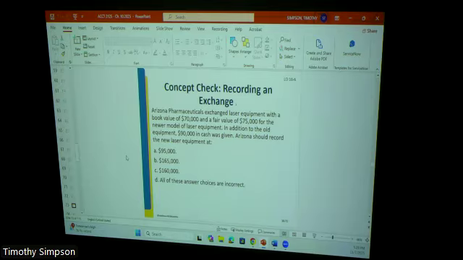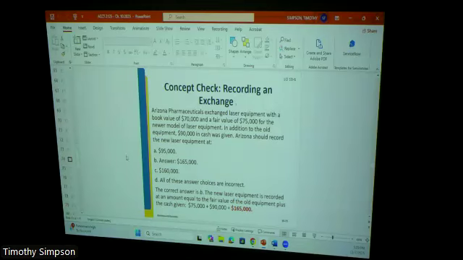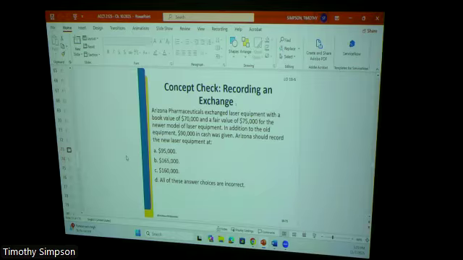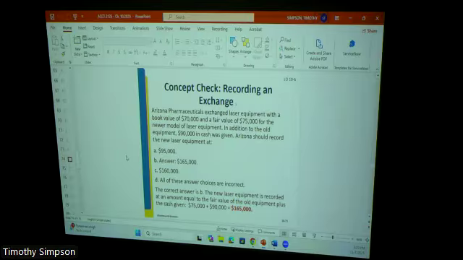Okay, not too difficult of a situation here, and we're not given any information that it's a transaction without commercial substance. Another scenario, Arizona Pharmaceuticals. Well, it's the same scenario. Arizona Pharmaceuticals exchanged laser equipment, all the same facts. In addition, $90,000 in cash was given. Arizona should record the new equipment at what? Well, okay. So what are you going to be doing here? The answer is going to be $165,000. Why? It's going to be the fair value of $75,000 plus the cash of $90,000 gives us $165,000, and it becomes the cost basis of the new asset.